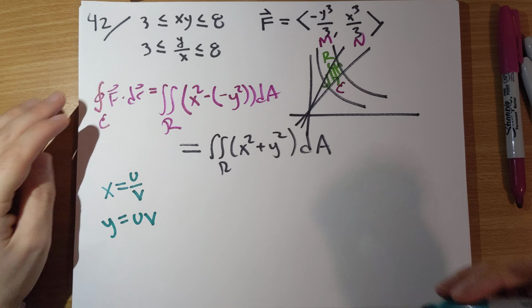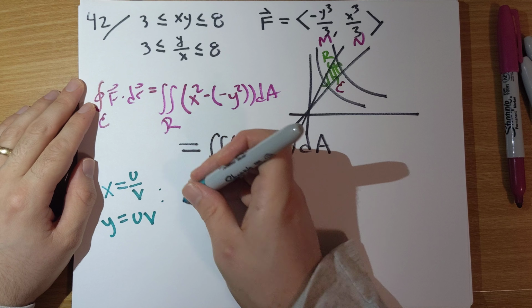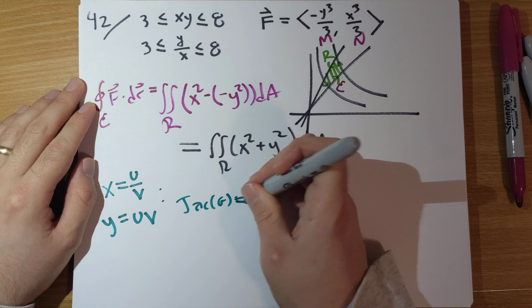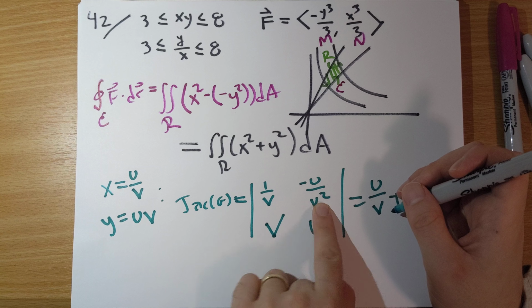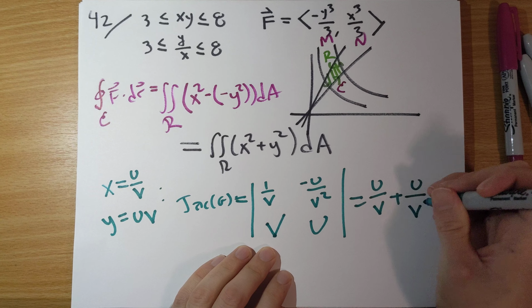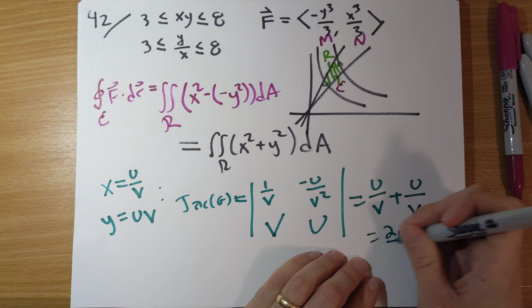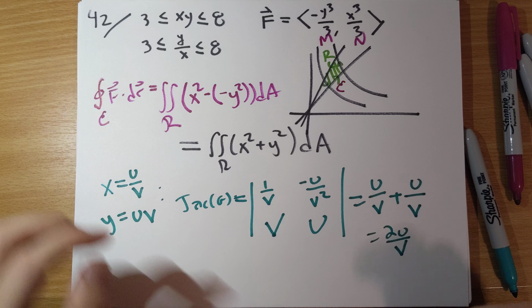So what is the Jacobian of this transformation here? Partial derivative of x with respect to u is 1 over v. Partial derivative of x with respect to v is negative u over v squared. Partial derivative of y with respect to u is v. And then u here, so we end up with u over v minus times negative here is plus u over v squared times v, which is also u over v. So 2u over v is the Jacobian here.